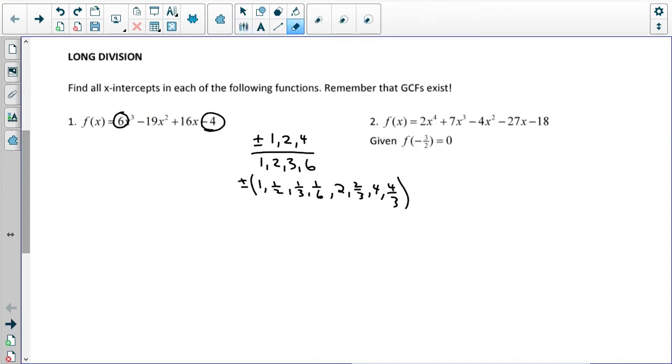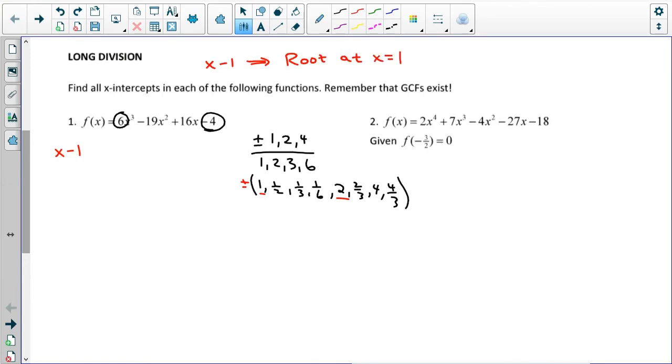As much as I possibly can, I'm going to try and avoid using fractions at all cost. But that doesn't mean that fractions don't exist. It's just if we can find one that's an integer, then that would be nice. So I'm going to try to divide by x minus 1. Note that if I divide by x minus 1, that means that there is a root at x equals 1. So that's something to keep in mind.